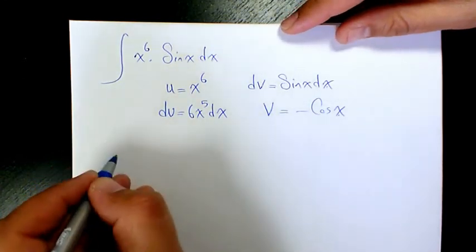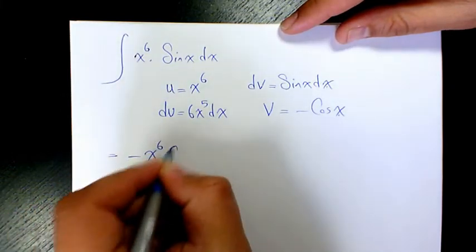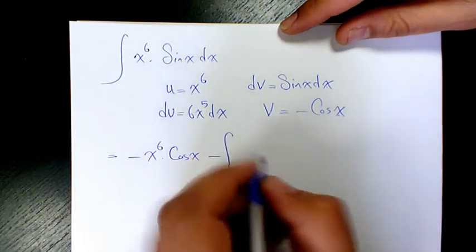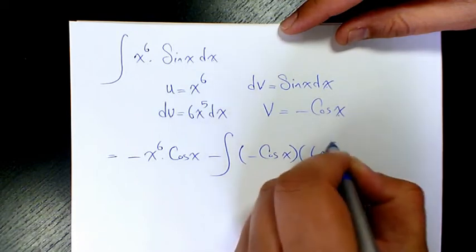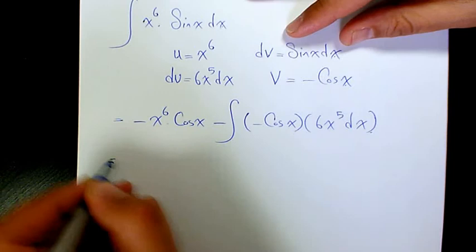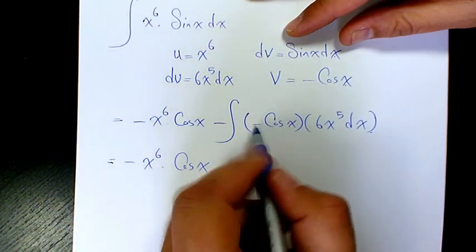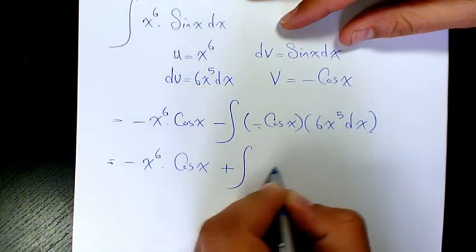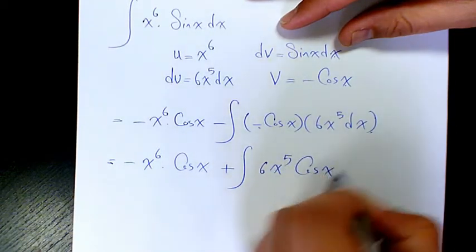So that's going to be u times v, which is negative x to the power of 6 cosine x, minus v du, negative cosine x, 6x to the power of 5 dx. That's going to be negative x to the power of 6 cosine x. That's going to cancel out, and we have 6x to the power of 5 cosine x dx.